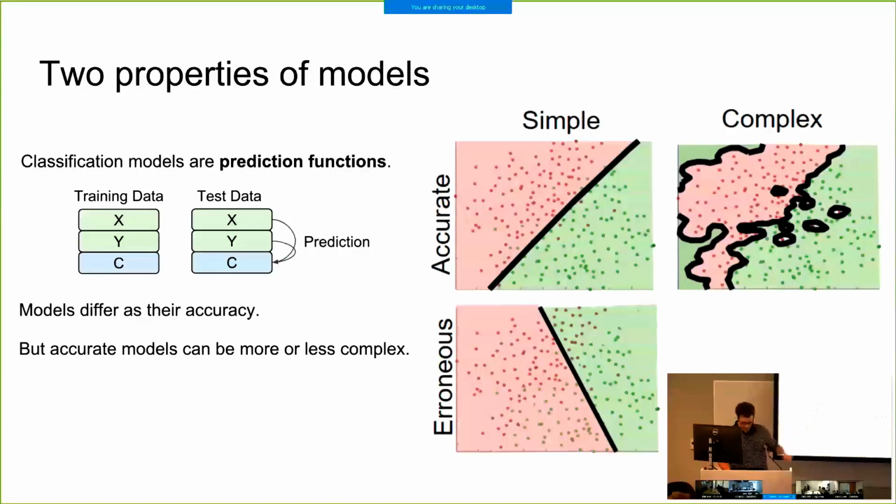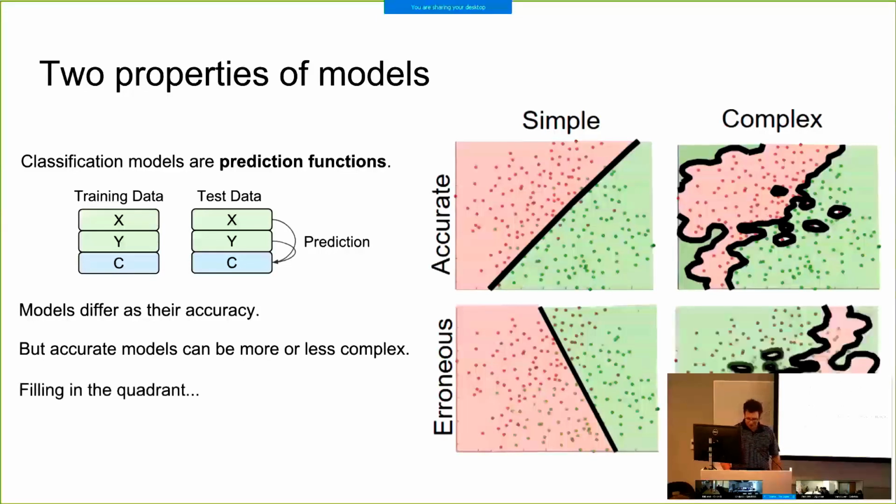So both this model in the top left quadrant and this accurate but complex model, they both get about the same number of data points, roughly, but they vary in their complexity. And we can fill out this quadrant, so we can imagine erroneous complex models. All right, so a question arises: we have this intuitive sense of simple versus complex, but how should we go about defining it?